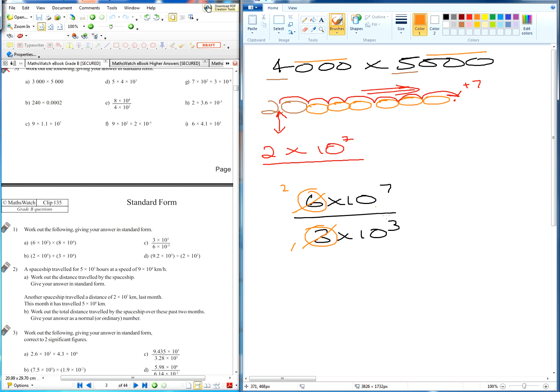Now, what happens when you divide indices? So 10 to the 7 divided by 10 to the 3 gives you 10 to the 4. So what's 2 divided by 1? It's 2. And 10 to the 7 divided by 10 to the 3 will give us 10 to the 4. Done. So we have to work it out, and we can do that with the calculator for this kind of question. Okay, are we happy with that? So that's a manual multiplying, that's a manual division question.